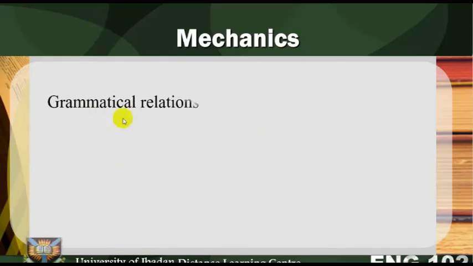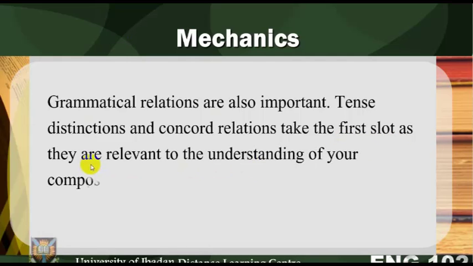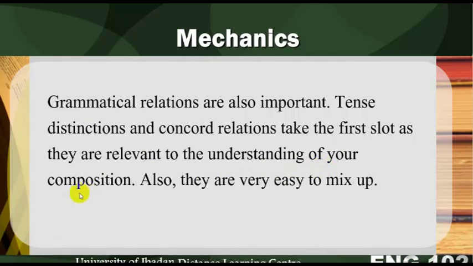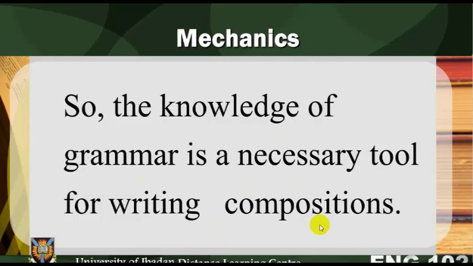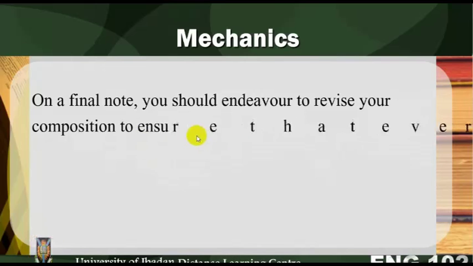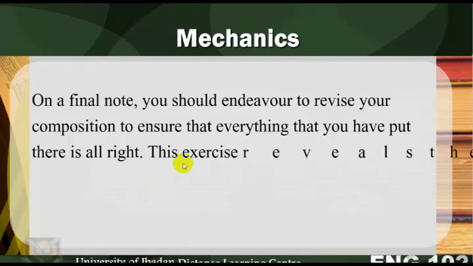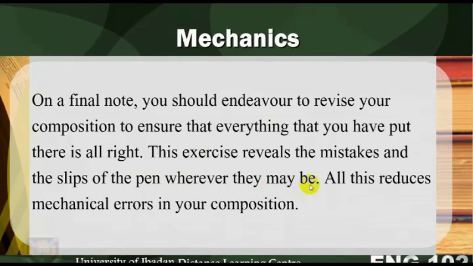Grammatical relations are also important. Tense, distinctions, and concord relations take the first slot, as they are relevant to the understanding of your composition. Also, they are very easy to mix up. So, the knowledge of grammar is a necessary tool for writing compositions. On a final note, you should endeavor to revise your composition to ensure that everything that you have put there is all right. This exercise reviews the mistakes and the slips of the pen, wherever they may be. All this reduces mechanical errors in your composition.